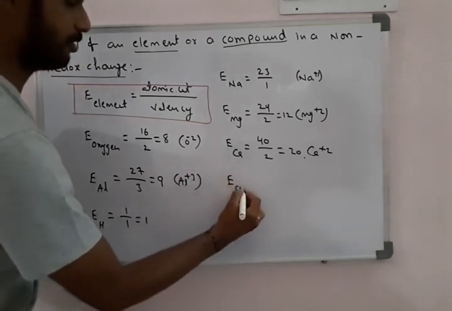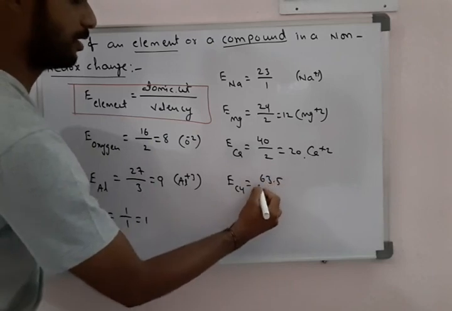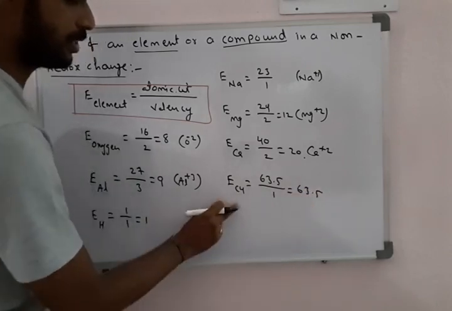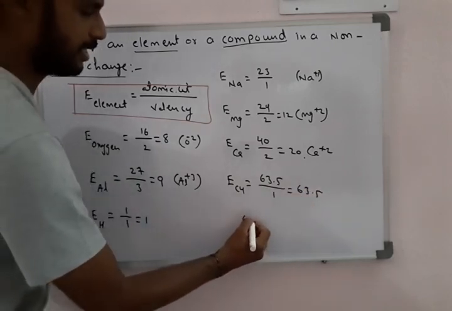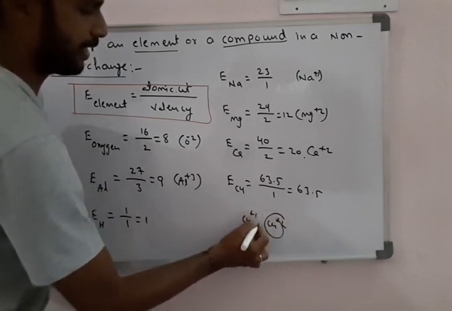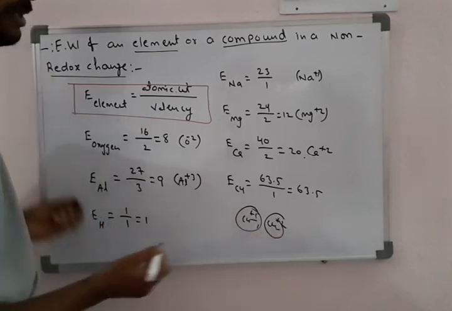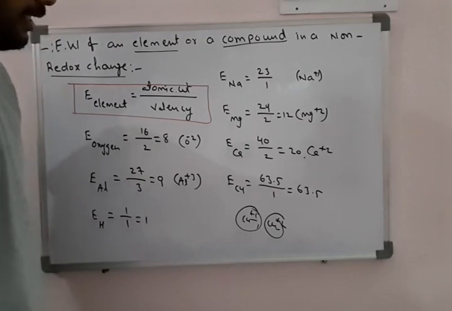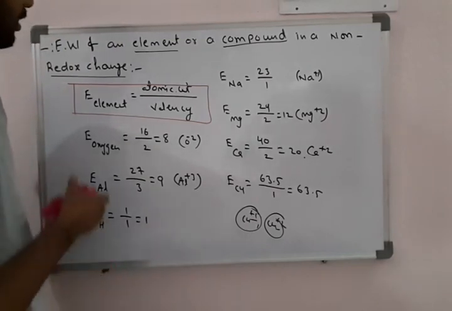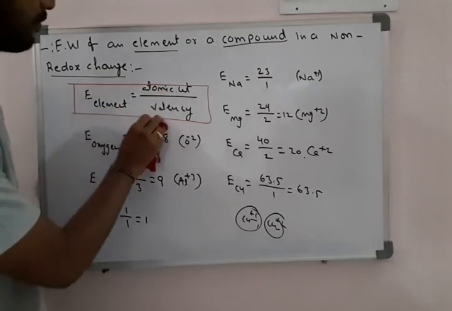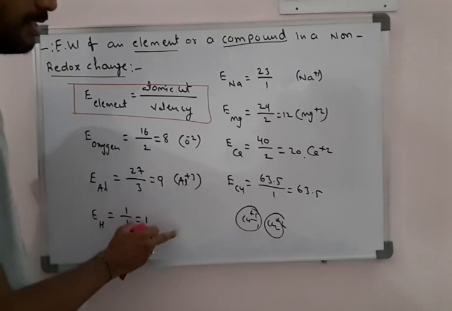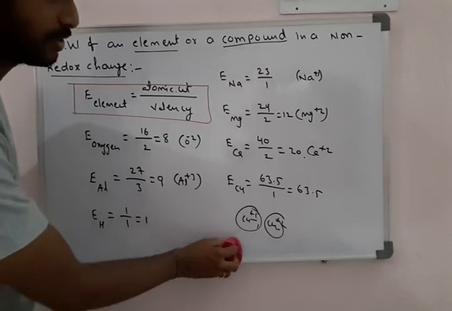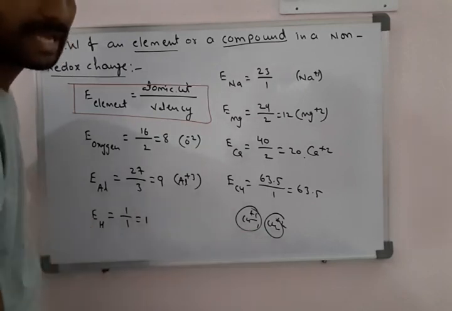For example, equivalent weight of copper is 63.5 by 1. It depends on its oxidation state, because copper can be present as Cu plus 1 or Cu plus 2. So depending on the reaction, it is plus 1 or plus 2. So these are the equivalent weights of different elements. To calculate it, the equivalent weight of an element equals its atomic weight by valency. Valency is always fixed for general elements, but very few elements have different valencies. We need to take their particular valency in the given reaction.